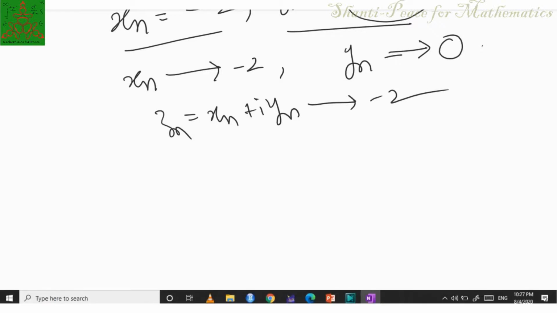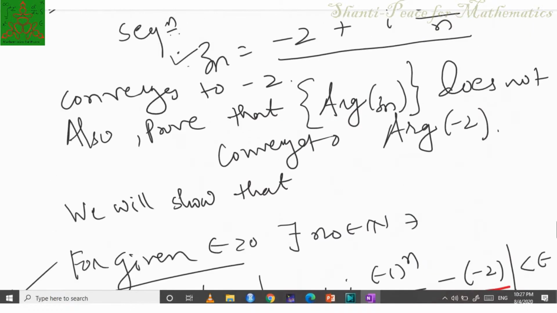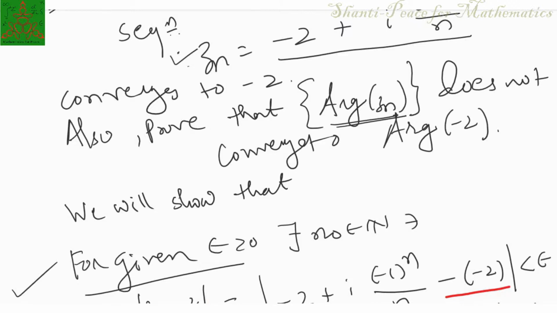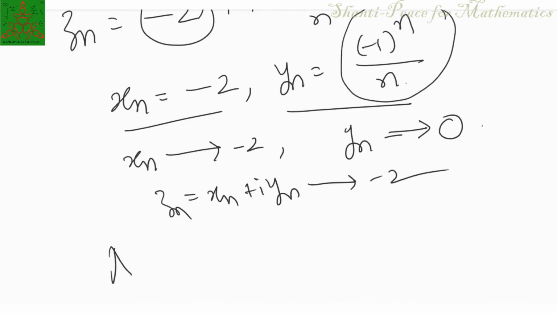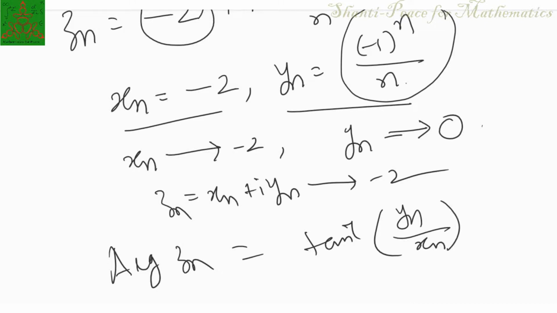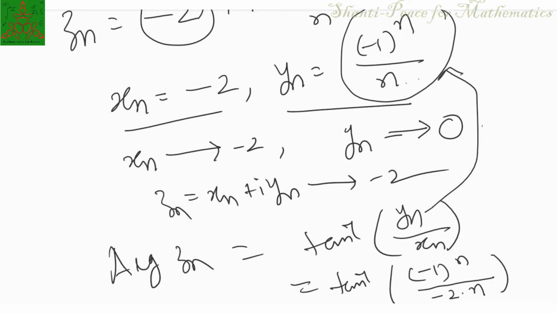Now the second question asked is what will be the principal argument of Zn, and whether it converges to the argument of minus 2 or not. So for that, let us calculate the argument of Zn. The principal argument of Zn is tan inverse of yn upon xn. So that is tan inverse of minus 1 raised to n upon minus 2 into n, because yn is minus 1 raised to n upon n, and xn will be minus 2. So I am just substituting those values here.